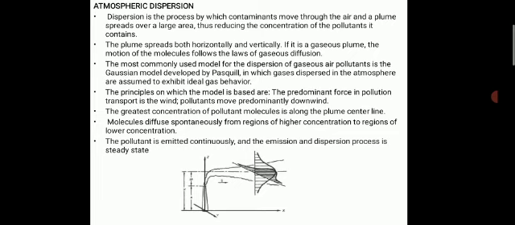The principles on which the model is based are: the predominant force in pollutant transportation is the wind, and pollutant moves predominantly downwind. The greatest concentration of pollutant molecules is along the plume center line. The molecules diffuse spontaneously from regions of higher concentration to regions of lower concentration. The pollution is emitted continuously, and the emission and dispersion processes are in steady state.